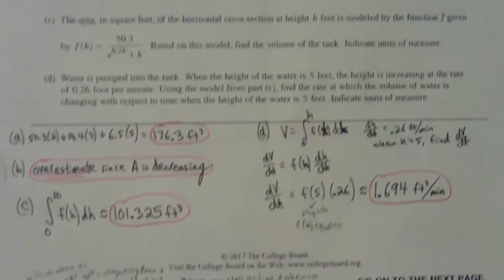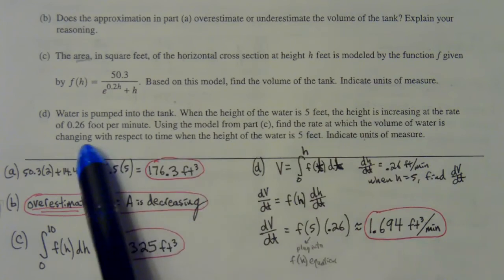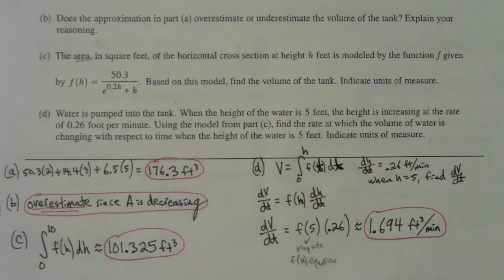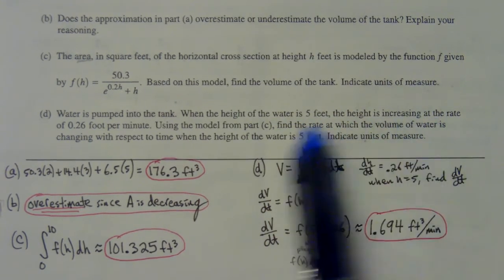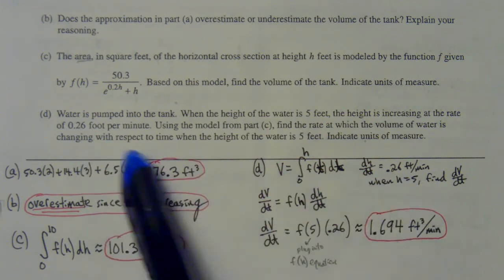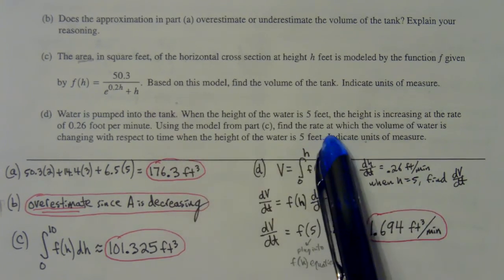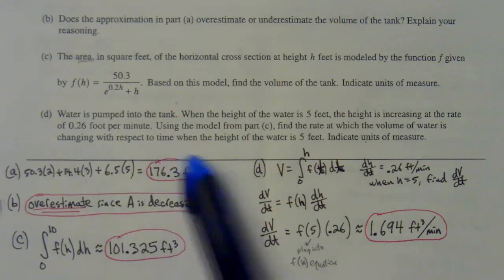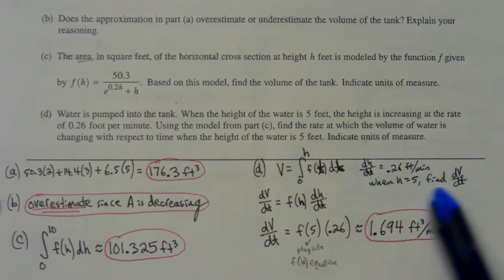Okay, last part of this. It says water is pumped into the tank. When the height of the water is 5 feet, the height is increasing at a rate of 0.26 feet per minute. Right when I read that second sentence, I thought this looks like a related rate problem. So when they told me the height is equal to 5, the height is increasing at a rate, that means the dH/dt is this 0.26. So I got it down: the dH/dt is 0.26 foot per minute when h is equal to 5. And you want to find the rate at which the volume is changing with respect to time, so we want to find the dV/dt. All of that I thought in my head as I was reading the problem.